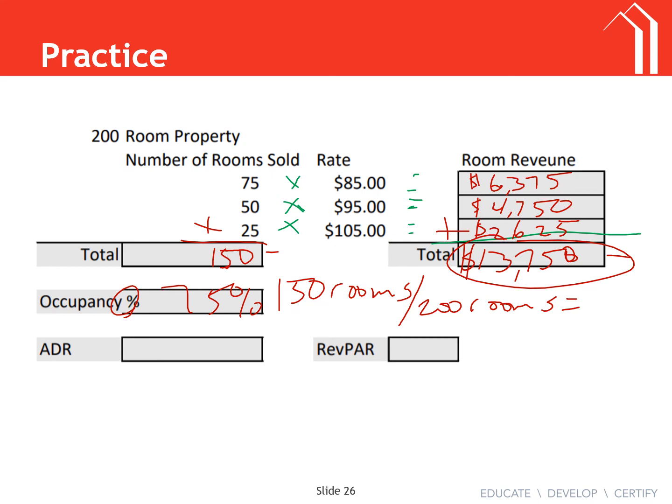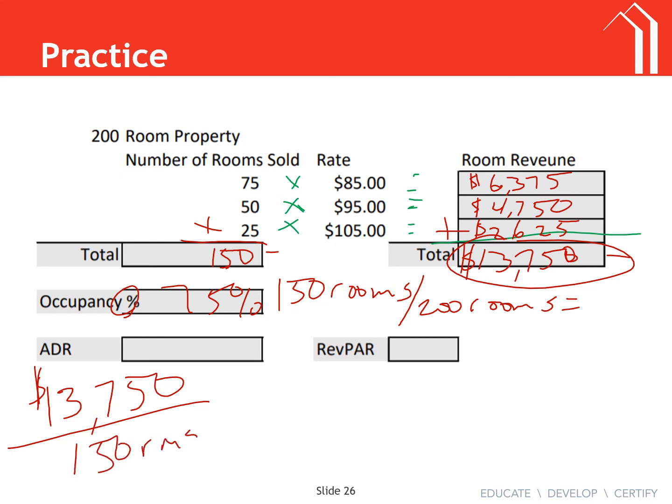Okay, so now our ADR, average daily rate. Did we sell all the rooms at the same rate? No, we didn't. And so we want to figure out what our average was. Some we sold at 105, 85 was our lowest. So we take our total revenue, and how many rooms did we sell? 150 rooms sold. And that gives us $91.66.